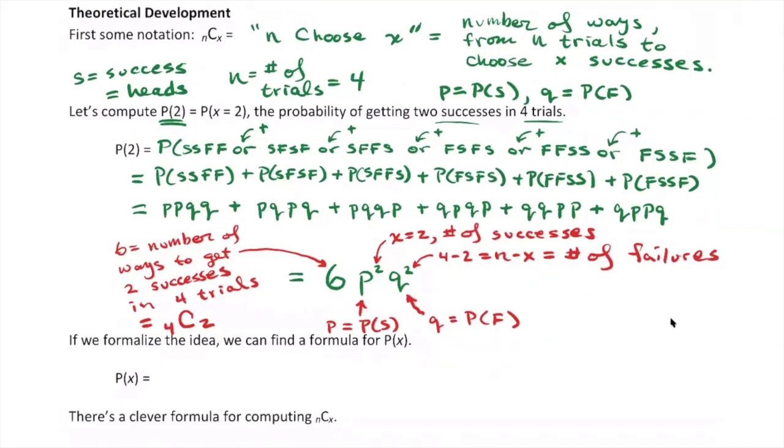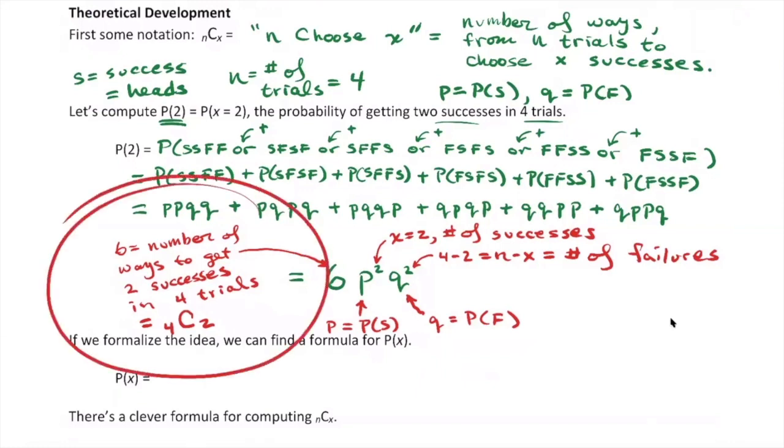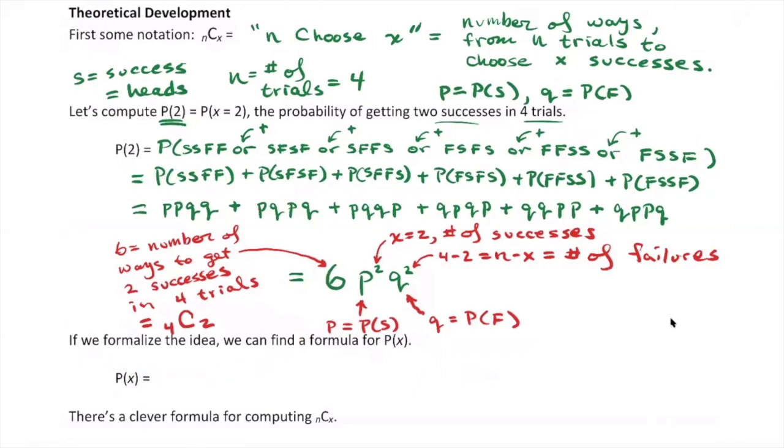The only thing I would add to this is to this statement here with the 4 choose 2. Remember, n is 4, and you're choosing out 2 successes, but x is the number of successes, so it's n choose x.